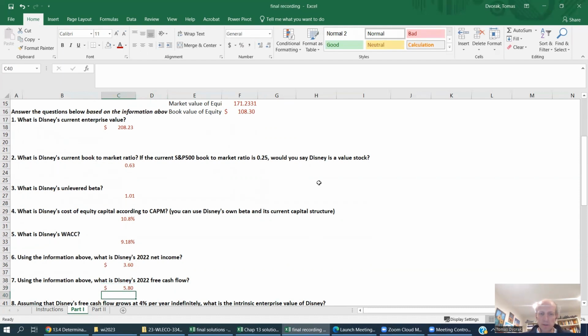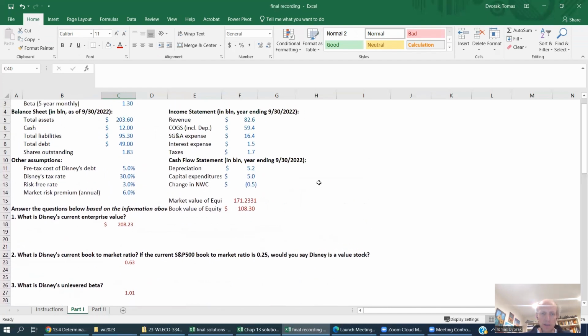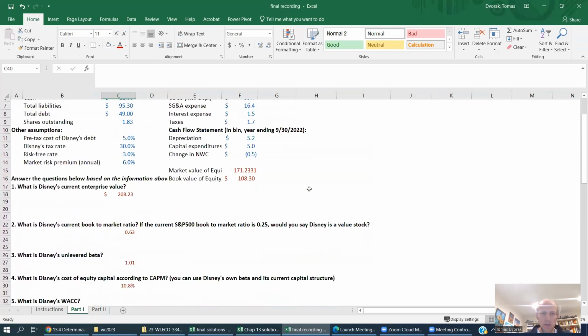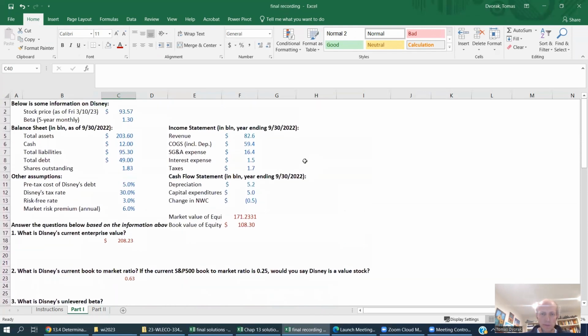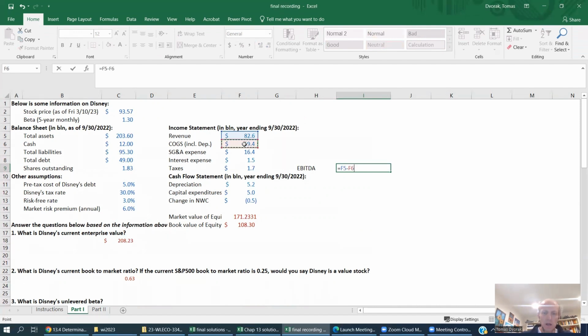We could have probably gotten there another way. We could have calculated EBITDA. I don't know if I should do that here. Sure, let's do this on the side here. Let's calculate EBITDA if we want to. So EBITDA would be just revenue minus COGS minus SG&A, but plus depreciation.